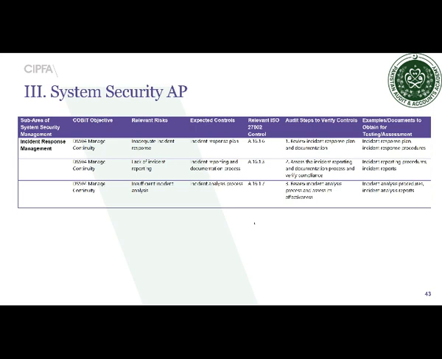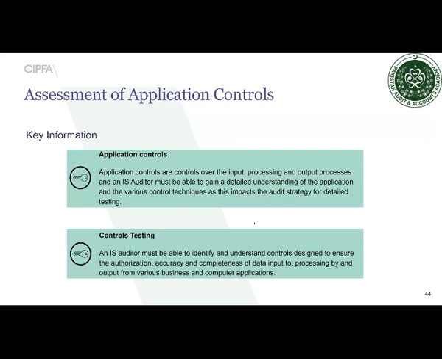Okay, let's jump on to the application controls. Just the definition: application controls are controls over the input, processing, and output. So an IS auditor must be able to gain a detailed understanding of the application and various control techniques, as this impacts the audit strategy for detailed testing. If you could get enough comfort from internal controls, then you will reduce the amount of substantive detail tests you are doing, and vice versa. If you're not able to rely on them, then you'll have to do enough substantive work to get you assurance.